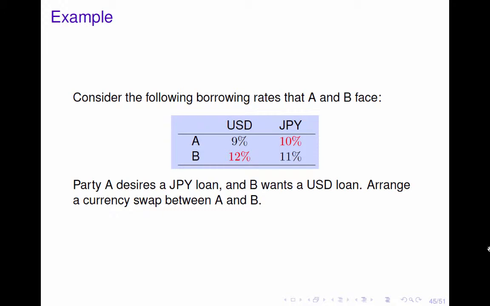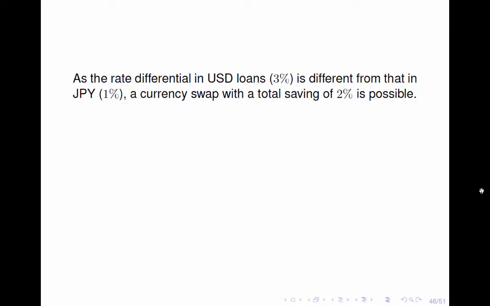Consider the following exact borrowing rates that A and B face. The interest rates of US dollar loans for A and B are 9% and 12% respectively, and those of Japanese yen are 10% and 11% respectively. Party A desires a Japanese yen loan and B wants a US dollar loan. Can you arrange a currency swap between A and B? Note that the rate differential in US dollar loans is 3%, and that in Japanese yen is 1%. Thus, a currency swap with a total saving of 2% is possible.